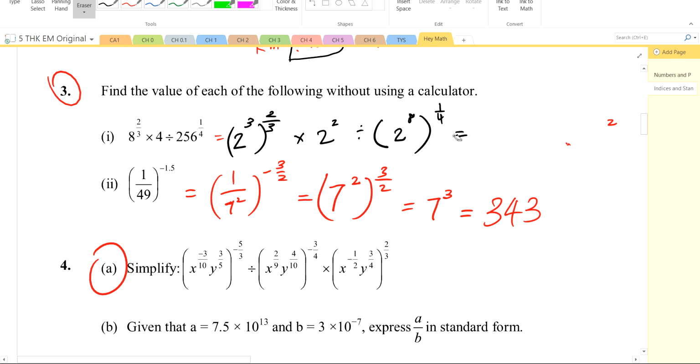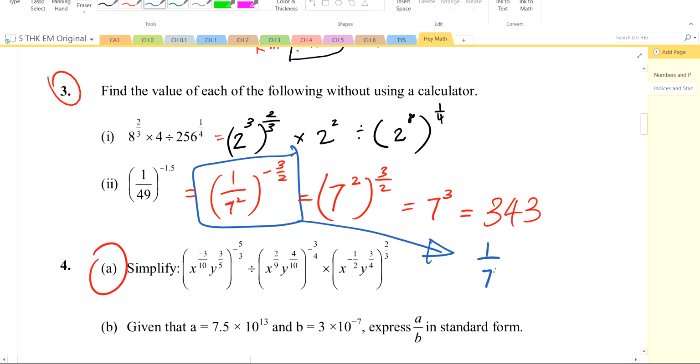You always wait till I go past already, then you ask question. One over 7 square to the power of -1 to the power of 3 over 2. So 1 over 7 square to the power of -1 is 7 square. I flip. This one, just flip. Next.